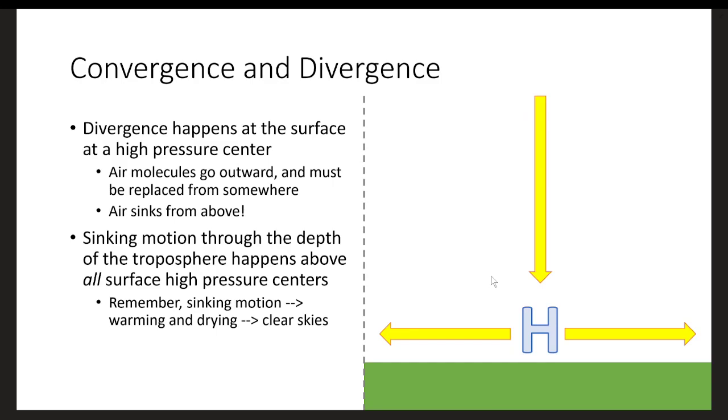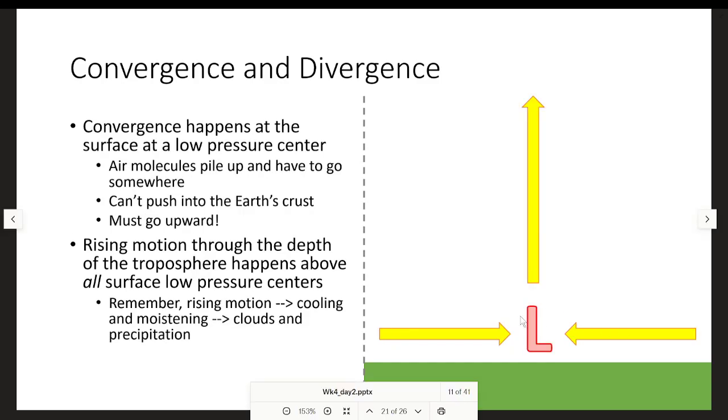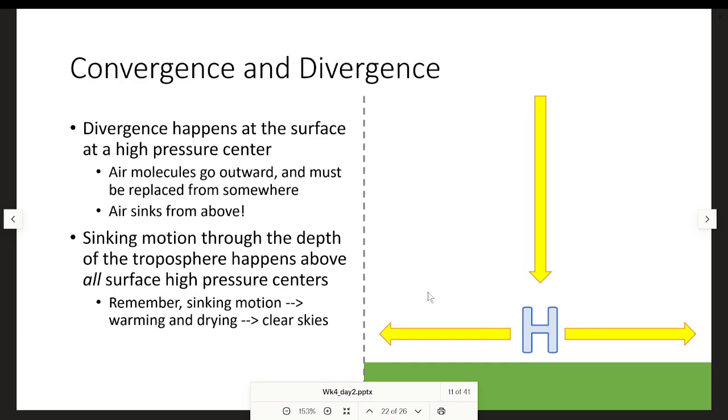Okay, divergence happens at the surface. Remember, we're talking about surface convergence and surface divergence. Divergence at the surface happens at a high pressure center. So you have air that is being pushed down and it flows out to both sides. Or you have air that moves outwards and then it has to fill in the gap, and so it creates sinking air. The air sinks from above. And the sinking motion through the depth of the troposphere happens above all surface high pressure centers.